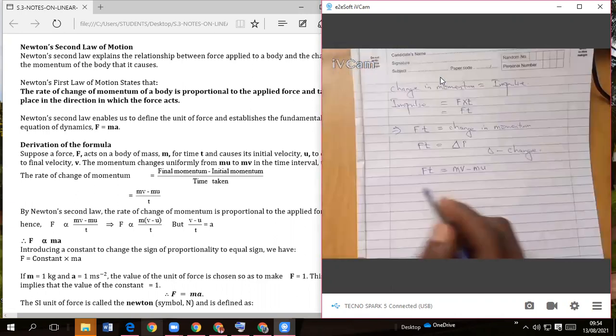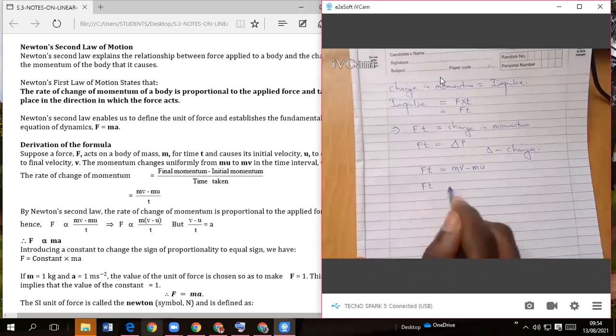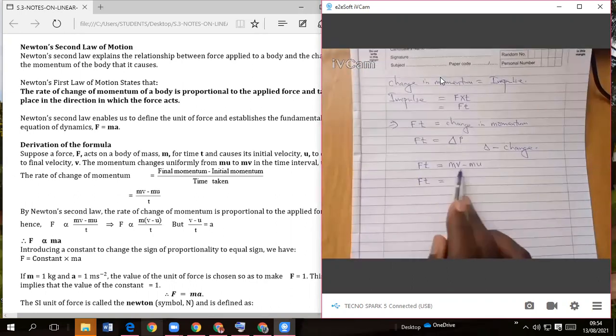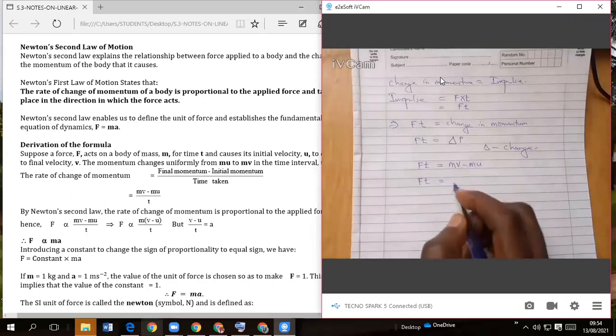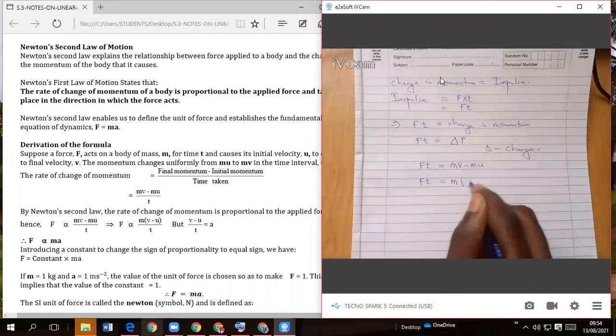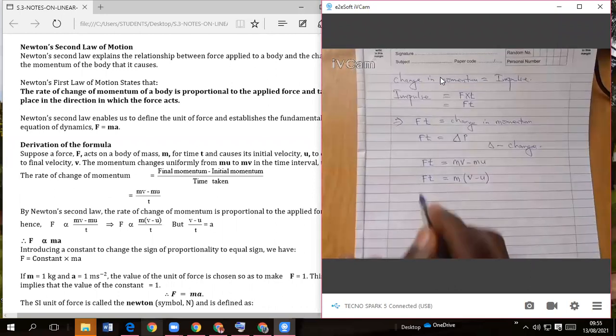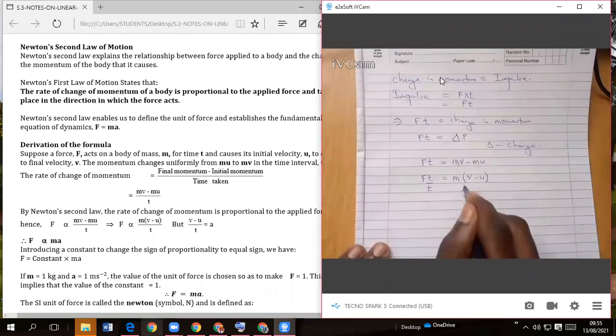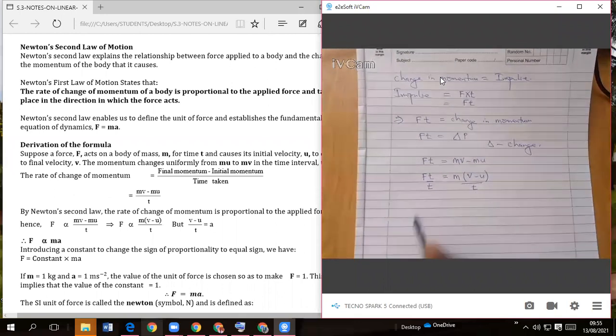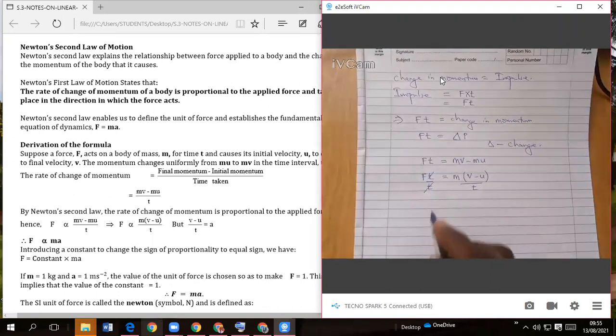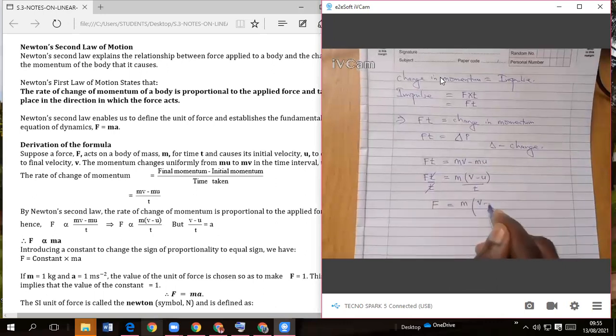So Ft is equal to the change in momentum. What is common? Mass is common. When you factorize out the mass, you remain with V minus U. When I divide all through by t, this cancels that, and I remain with F equals m times (V minus U) over t.